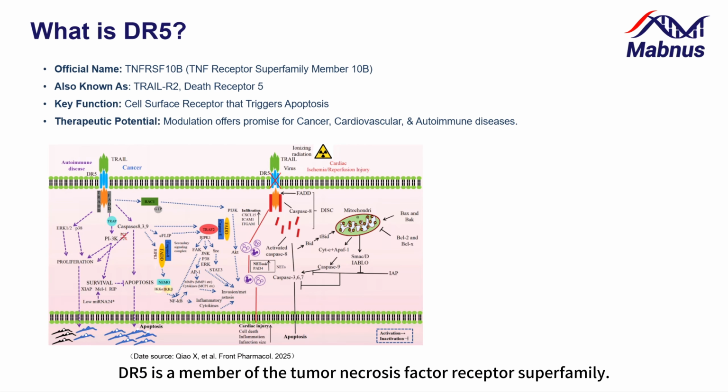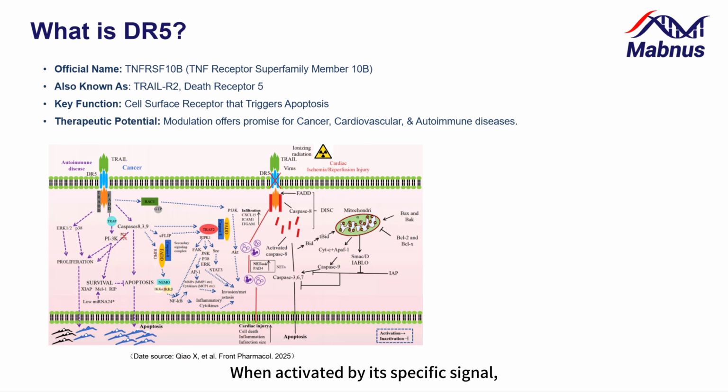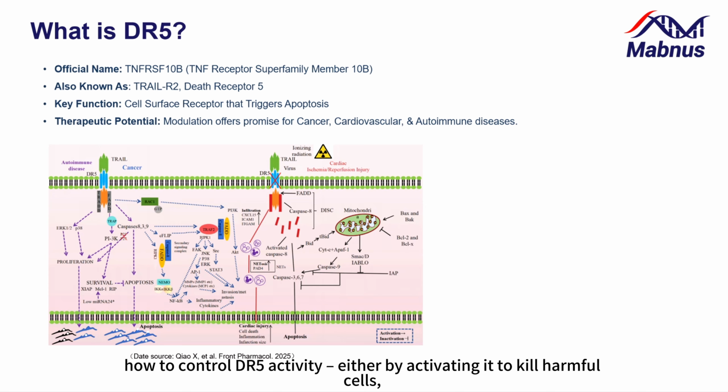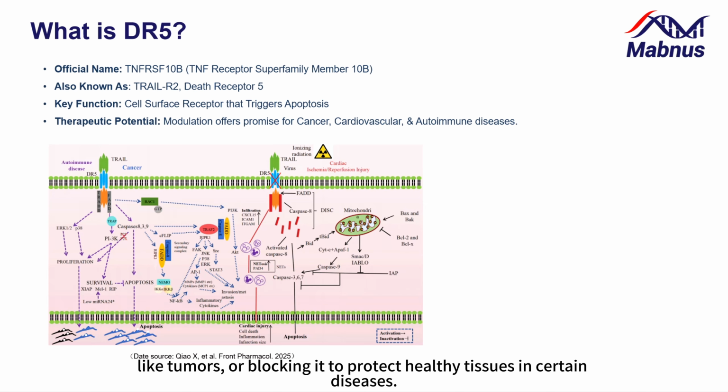DR5 is a member of the tumor necrosis factor receptor superfamily. It sits on the cell membrane, primarily functioning as a death switch. When activated by its specific signal, it initiates a cascade leading to the cell's self-destruction. Because of this powerful function, scientists are intensely studying how to control DR5 activity, either by activating it to kill harmful cells, like tumors, or blocking it to protect healthy tissues in certain diseases.